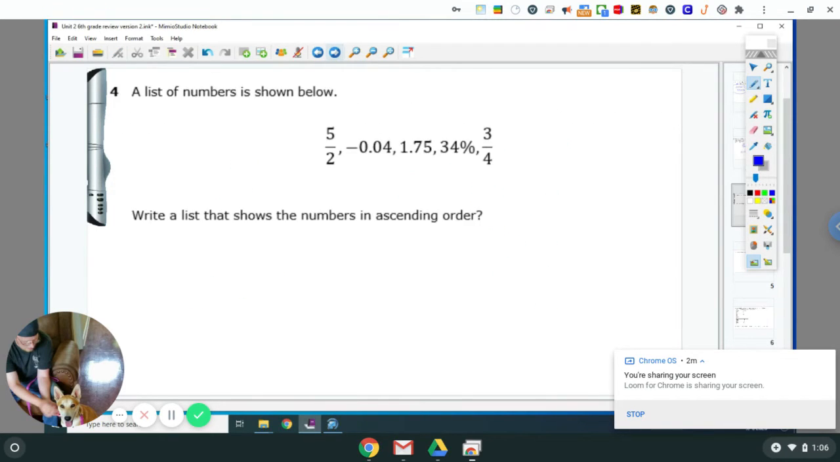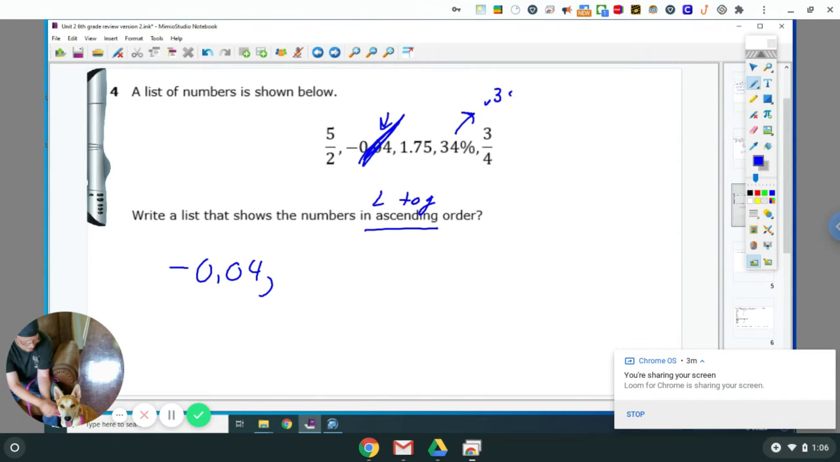All right. Number 4, a list of numbers is shown below. Write a list that shows the numbers in ascending order. Ascending order means to go from least to greatest. Descending would be greatest to least. So I want my smallest number. My smallest number would be the first negative, which would be negative 0.04. So cross this off. I also need to change all these to decimals to be able to compare them.